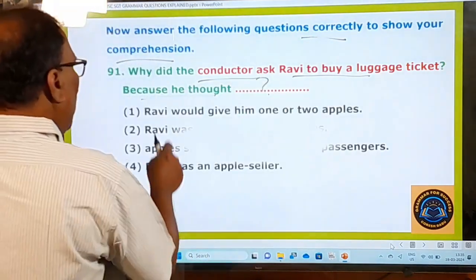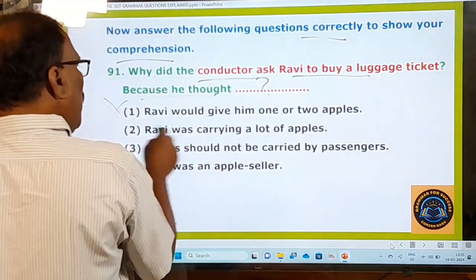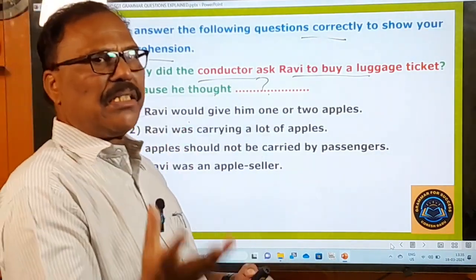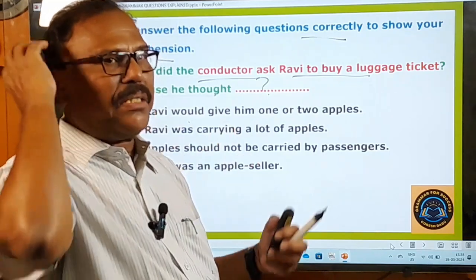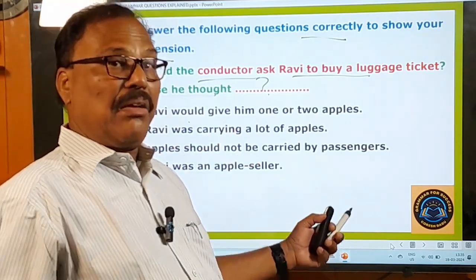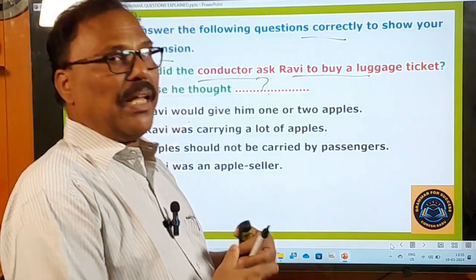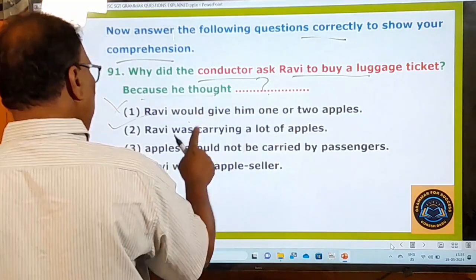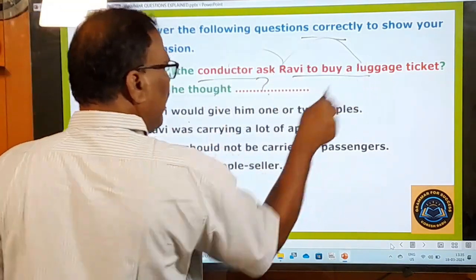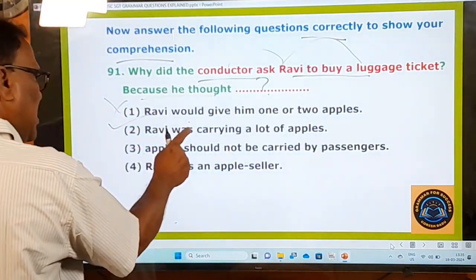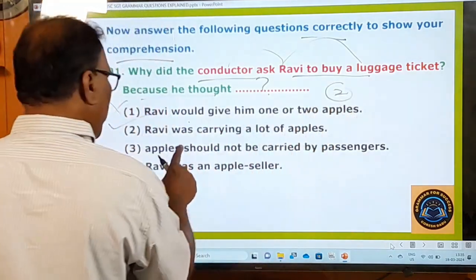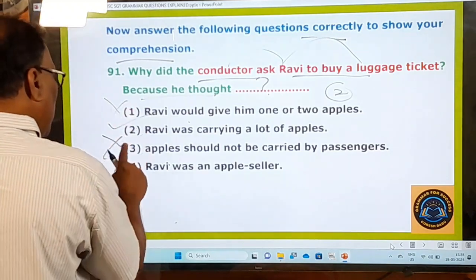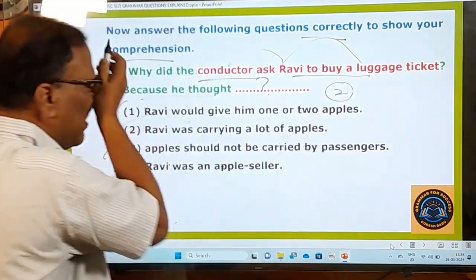Ravi would give him 1 or 2 apples. No, Ravi was carrying a lot of apples. If you carry just 3 or 4 or 5 apples, that doesn't make any big difference. But when you carry a lot of apples, then there will arise a problem. That's why the conductor asked Ravi to buy a luggage ticket. This is going to be the right option. Apples should not be carried by passengers. No. Ravi was an apple seller. No. So the first, third and fourth are wrong, and only the second one is the right option.